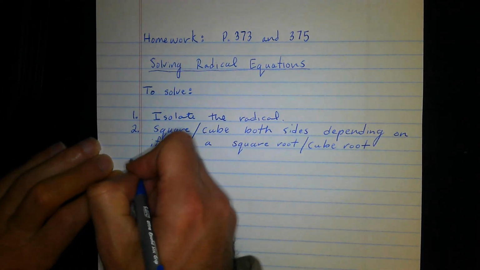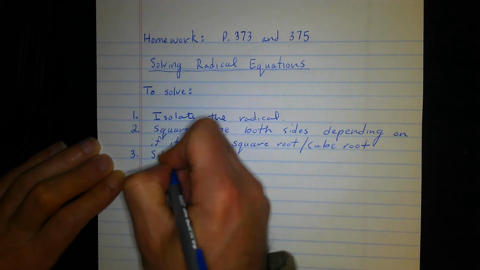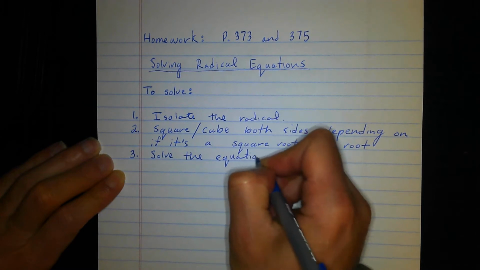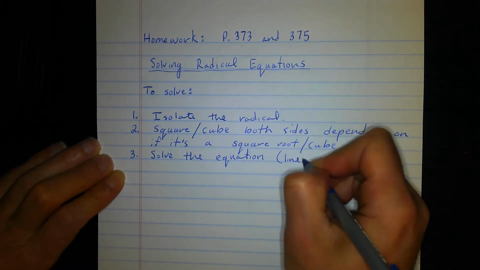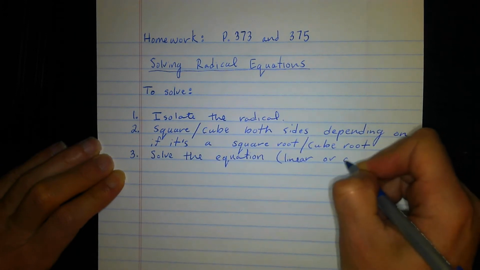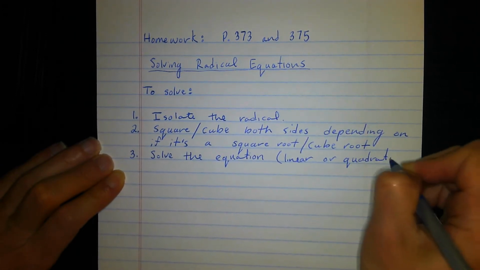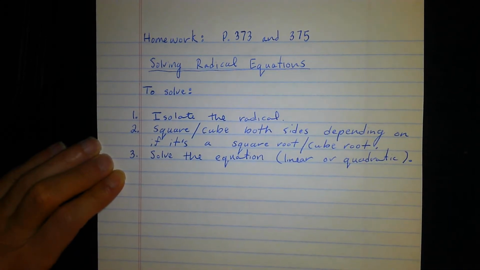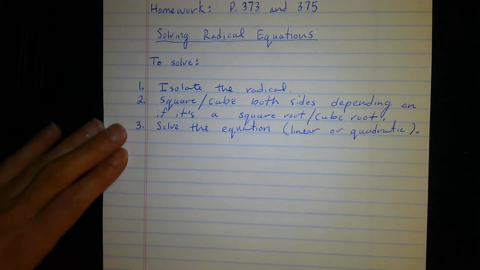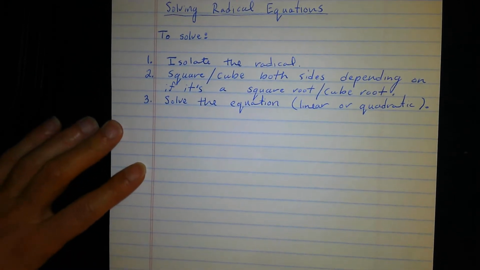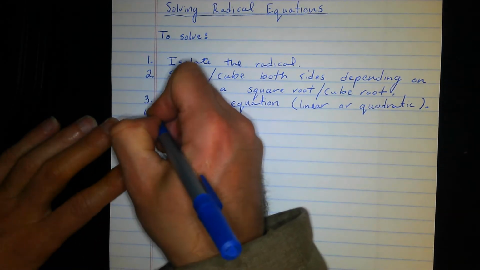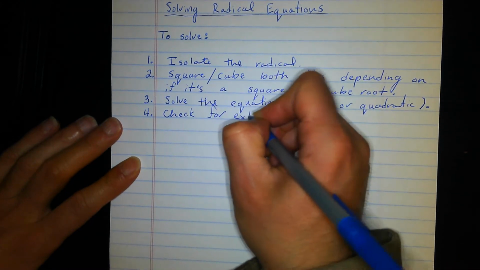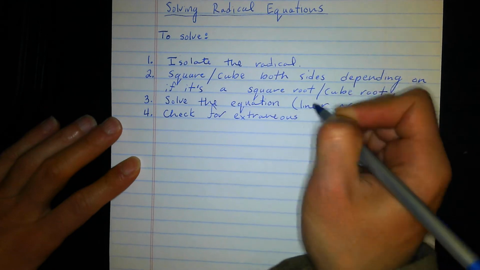And then three, we're going to solve the resulting equation. And it will just be a linear, it'll either be a linear equation or a quadratic equation. Okay, and then the last thing we're going to do is check for extraneous roots. Okay, so we're going to check to make sure our solutions work. And again, I'll explain what that means as we encounter them.